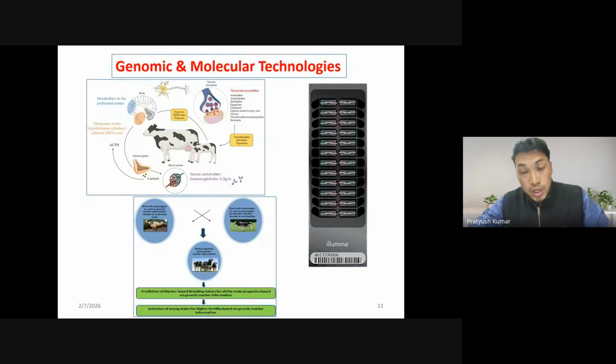And the genomic and molecular technologies. Genomics, the chip, Illumina. These are all machine related. They are costly machines. We can go for some of the semen samples where we need this type of test. We see the outcome, and according to that we correlate with the fertility of these particular semen samples.